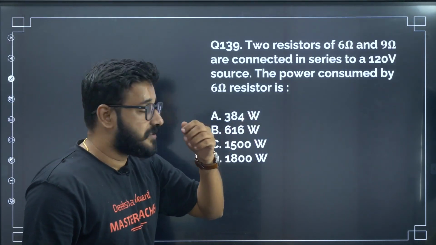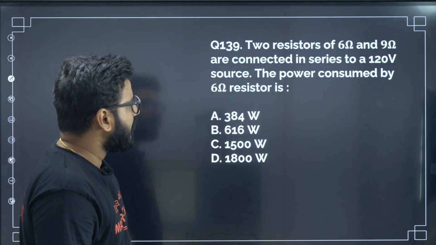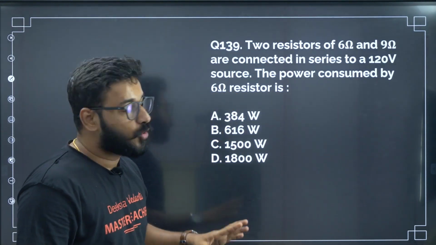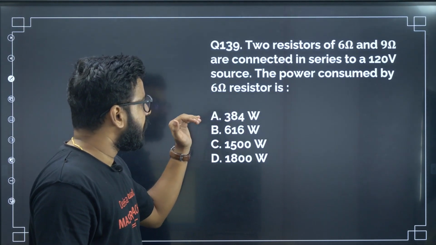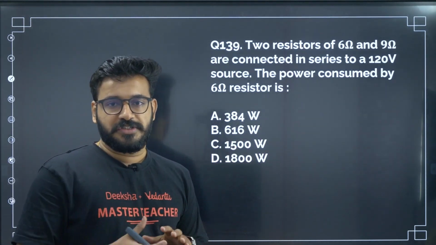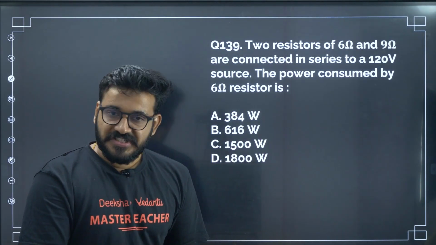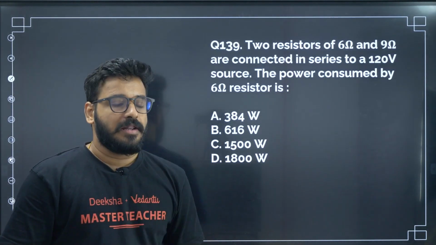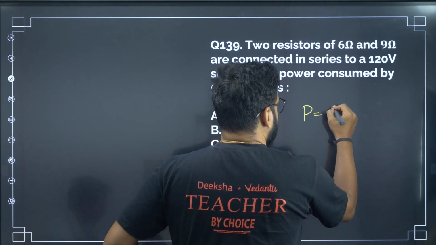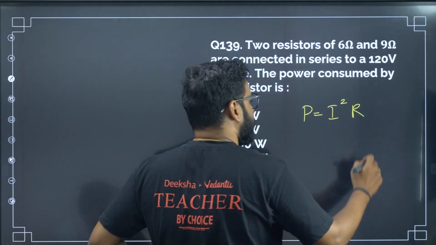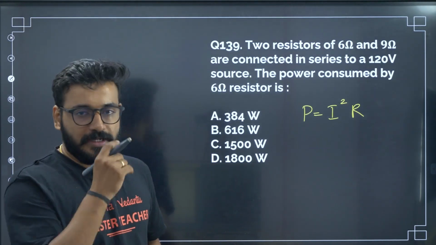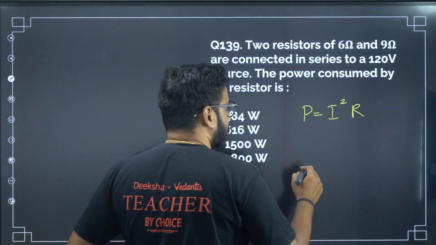Once again, a very simple question. Question number 139. Two resistors of 6 ohms and 9 ohms are connected in series to a 120 volt source. The power consumed by the 6 ohm resistor is. Whenever you have a power question with multiple resistors, first check whether they are in series or parallel. If they are in series, better use the power formula I square R. In series, I square R is preferable, and when it's parallel, V square by R is preferable.